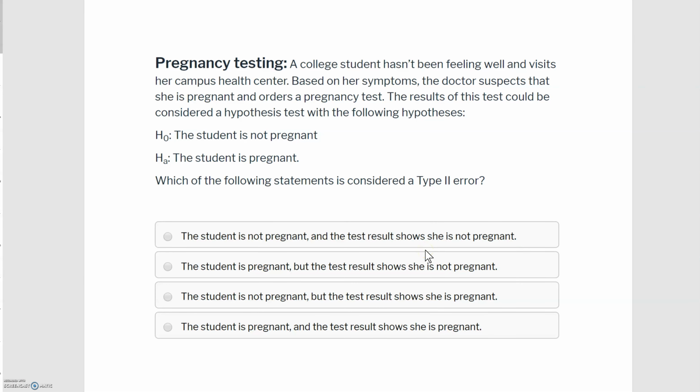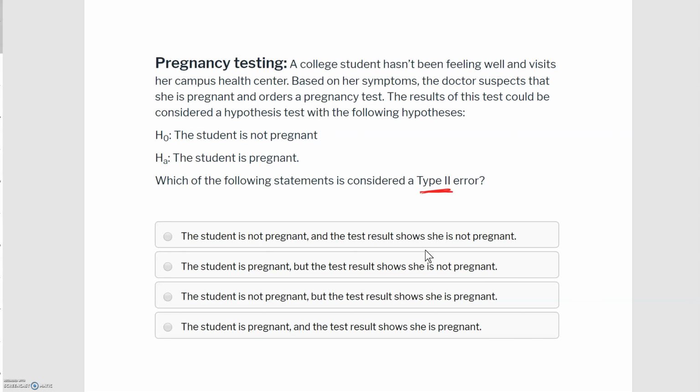All right, for this type of error, a college student hasn't been feeling well and visits her campus health center. Based on her symptoms, the doctor suspects that she is pregnant and orders a pregnancy test. The results of this test could be considered a hypothesis test with the following. The presumption is the student is not pregnant, but the alternative, based on a pregnancy test, would say the student is pregnant. So which of the following is a type 2?